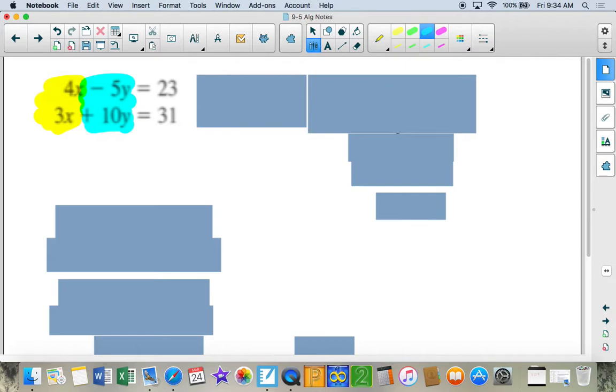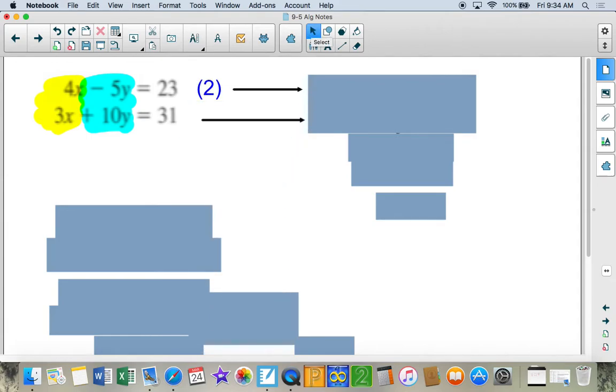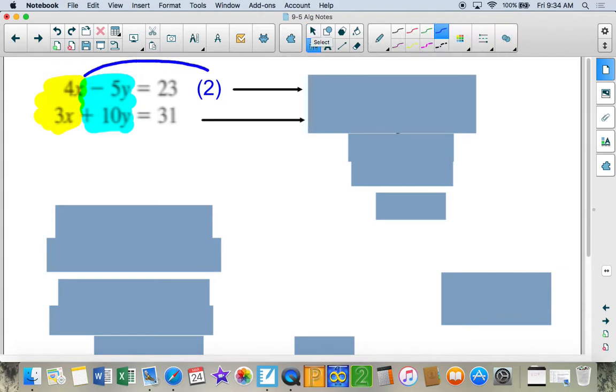variable. However, if we look at that y value, we're really close. You have negative 5y, positive 10y. Well, I'm only times 2 away, so what I'm going to do here is multiply that top equation by 2. And when I say I multiply, I'm going to multiply everything in that equation by 2. And that'll produce an equivalent equation.